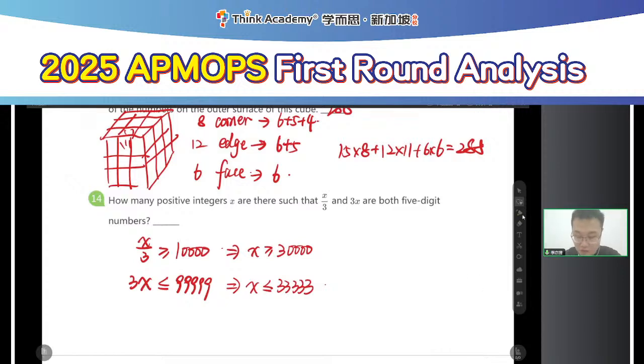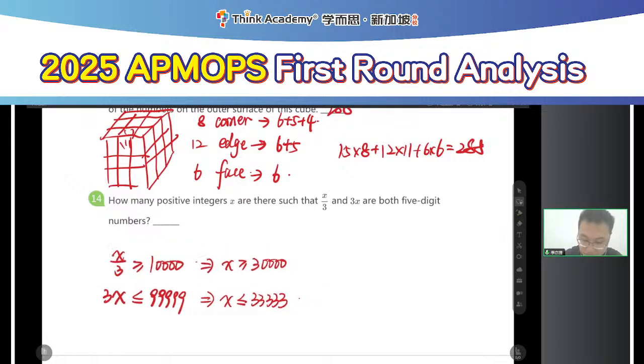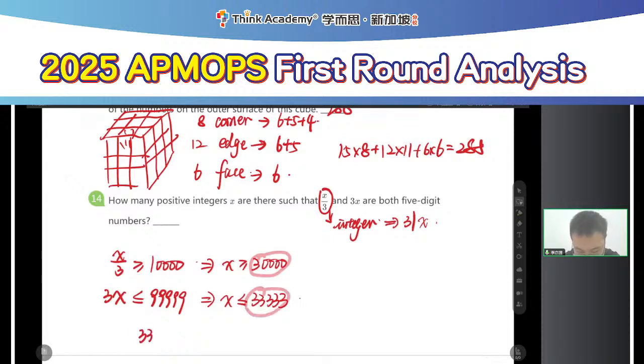But we should also notice that this fraction is an integer, which means x must also be a multiple of 3. So we just need to count how many numbers in this range are multiples of 3. Generally speaking, we use the maximum value minus the minimum value, divided by the common difference. If you list all the multiples of 3, every 3 numbers we have 1, and then plus 1.